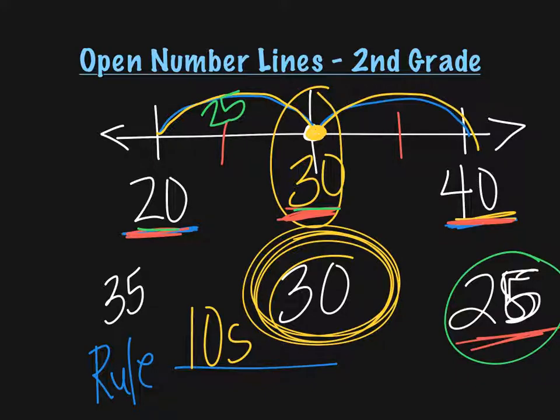number 25. Okay, so then where would the number 35 go? Yes, exactly. 35 would go right here, right in the middle of 30 and 40. Good job. Let's try one more.